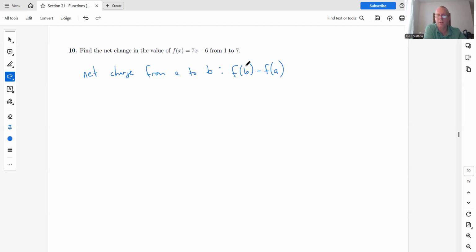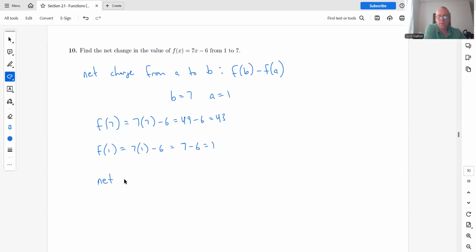So in this case, we're looking for f of 7. So we're going to let B equal 7 and A is going to equal 1. So let's find f of 7. So 7 times 7 minus 6. So that'd be 49 minus 6, which is 43. And then f of 1 is 7 times 1 minus 6, which is, of course, 7 minus 6, which is 1.